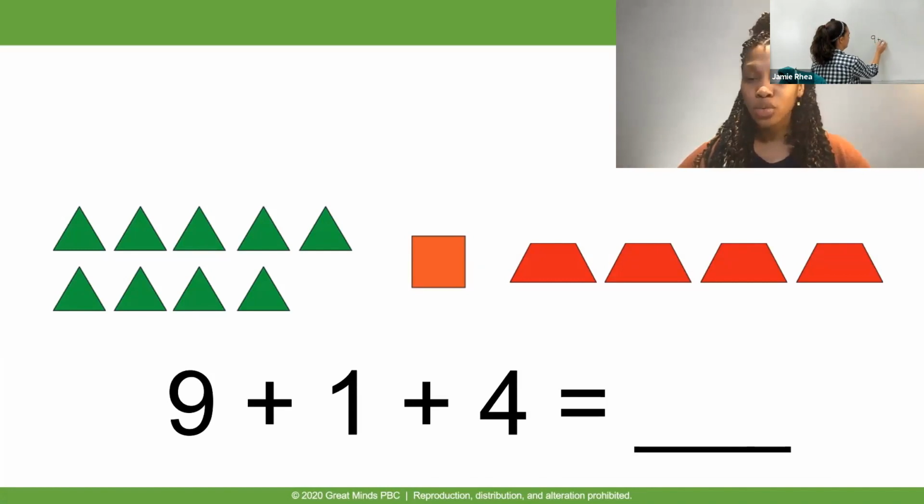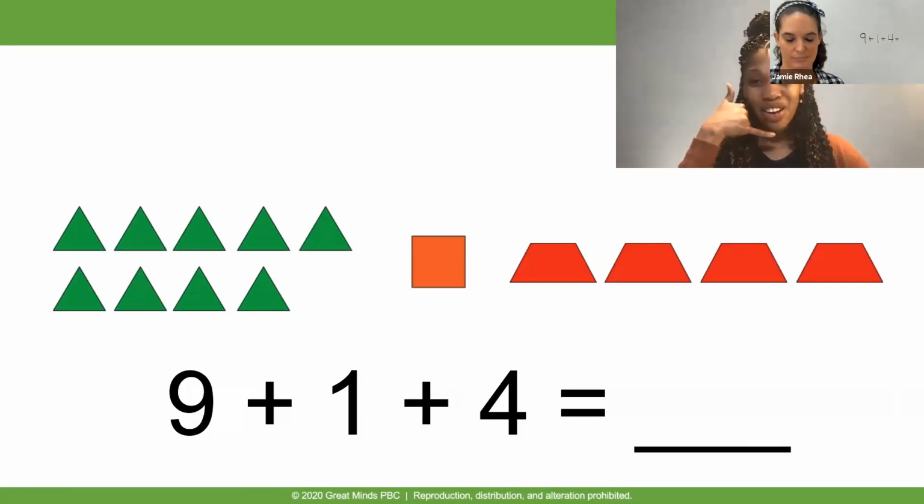I want you to talk with a partner and think about what are some ways that we can add our blocks together. If you don't have a partner, that's okay. You can pick up your imaginary phone and you can give me a call and we can discuss it together. Go ahead and talk with your partner. How do you think we could add those together? What do you think would be the most efficient way to add those together?